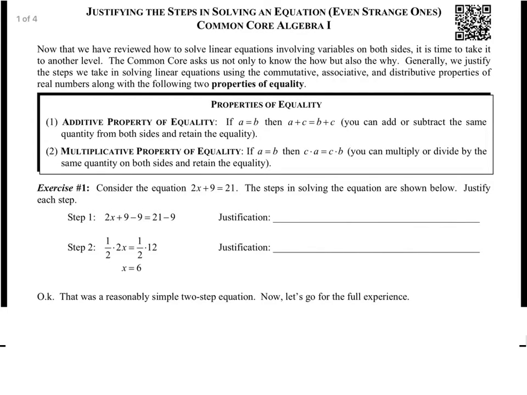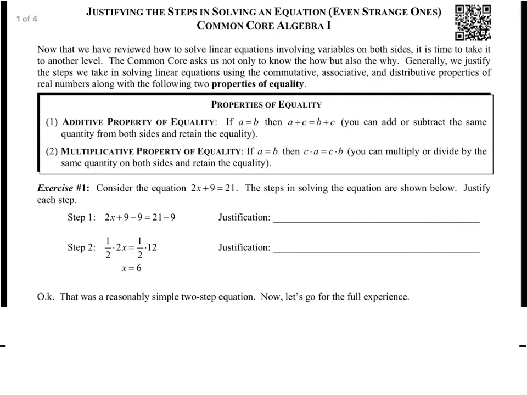The additive property of equality is if A is the same thing as B, then A plus C should be the same thing as B plus C. And the multiplicative, if A equals B, then C times A should be the same thing as C times B. So if you look at that, we're going to try some to see how that works.